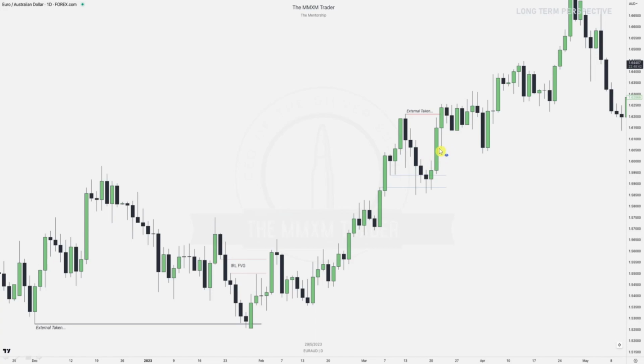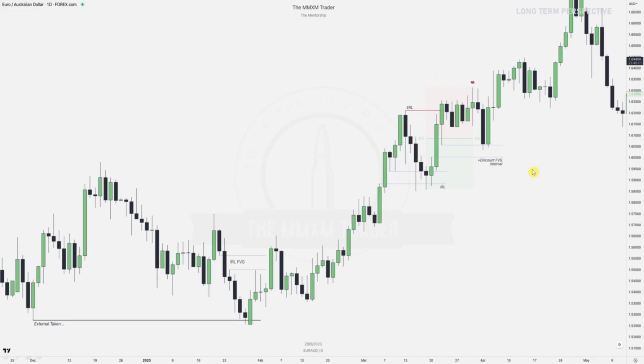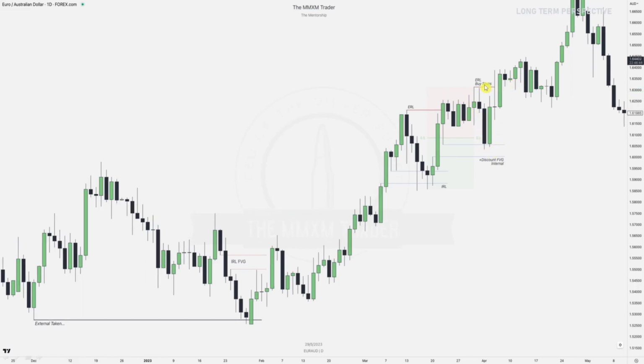So internal range liquidity, this fair value gap. And might I just add, we don't know what the weekly is doing, right? And the monthly, and we don't know what the seasonal tendency is, and we can still determine our draw on liquidity this way. Discount fair value gap has been hit. Now where do we go? External once again, right? So from down here all the way to up here, it is all it is doing. It's going from external to external, back to internal, back to external, right?